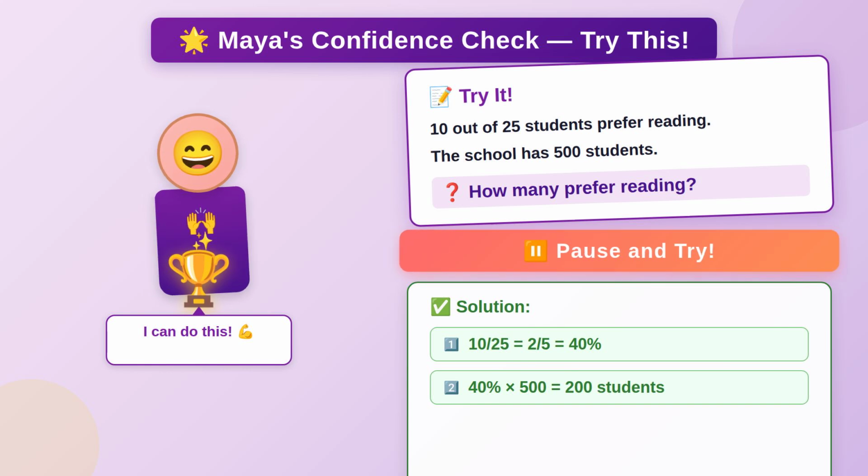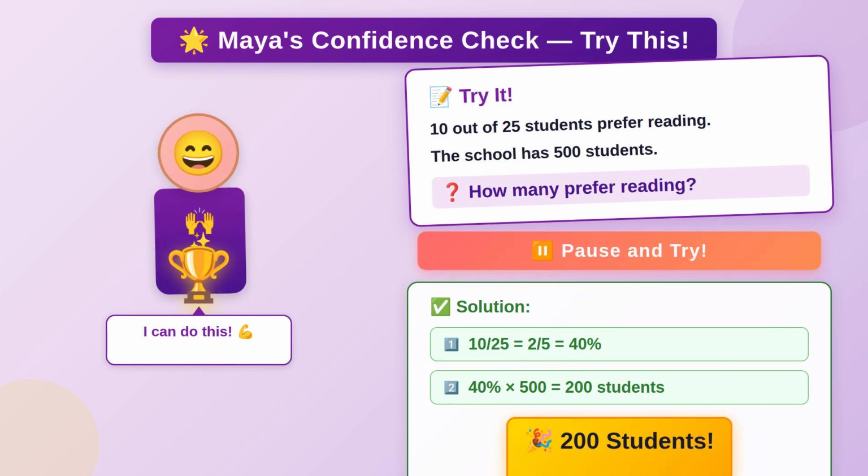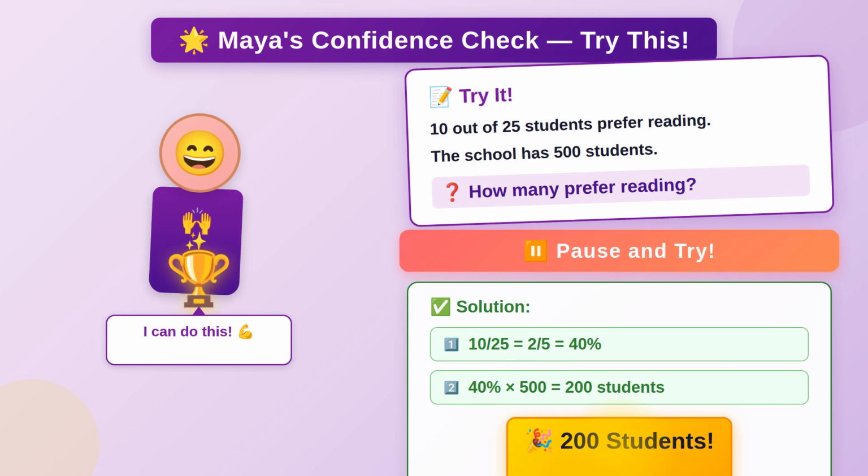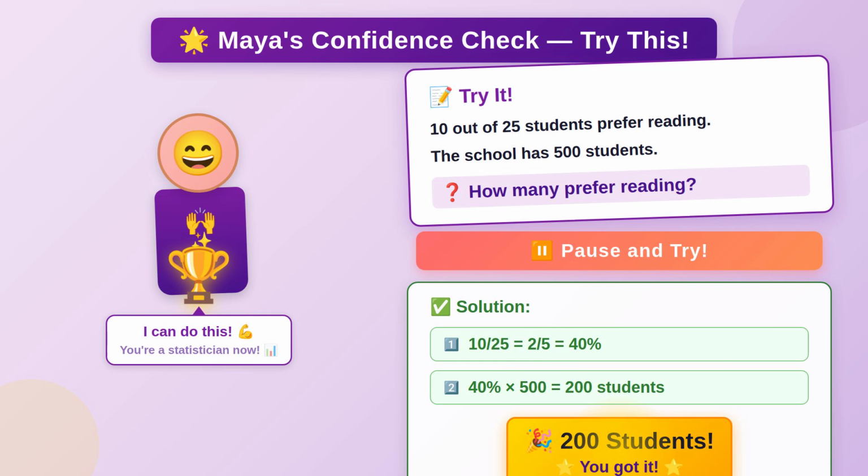A sample of 25 students shows that 10 out of 25 prefer reading over watching TV. The school has 500 students. How many likely prefer reading? Pause the video and try it.